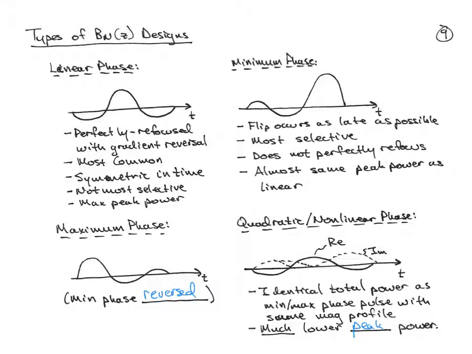So again, these pulses have the same power, so they have the same SAR as the original linear phase or minimum phase pulses. But they have a much lower peak amplitude, which can be important if you're doing excitations or saturations with super high time bandwidth products. We've also designed pulses this way for multiband excitations because you get such a large increase in peak RF power for multiband excitations.